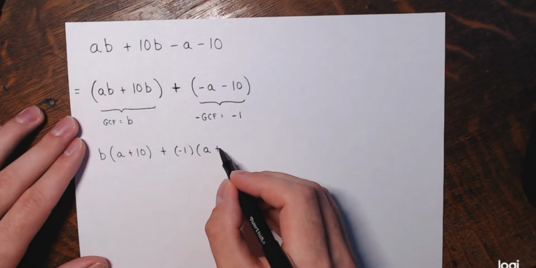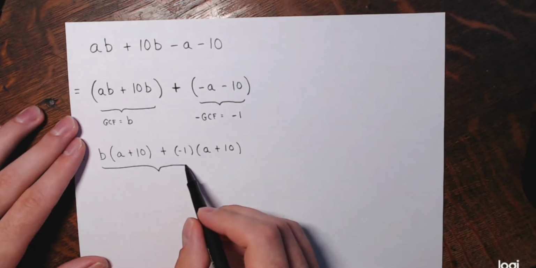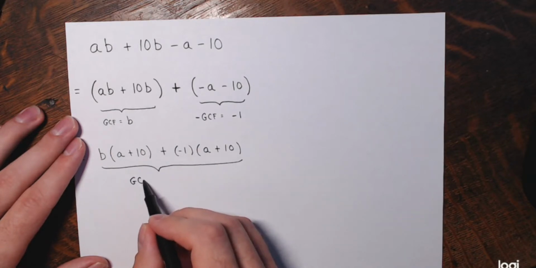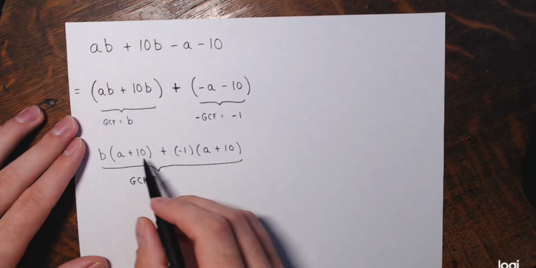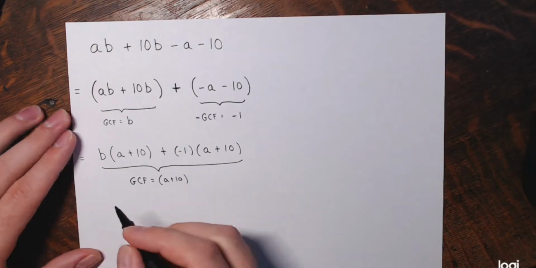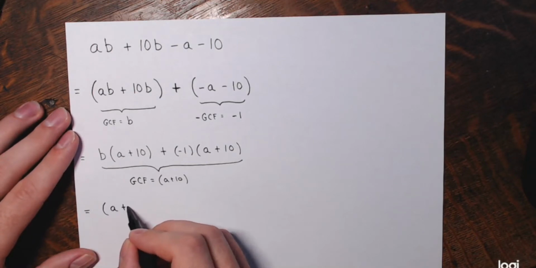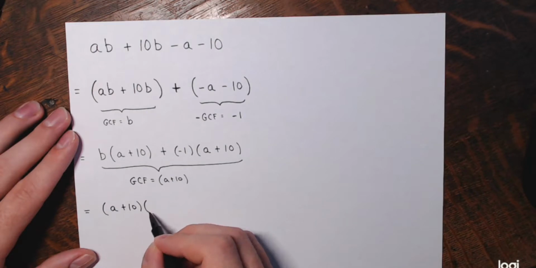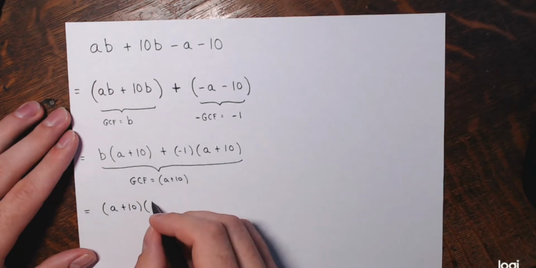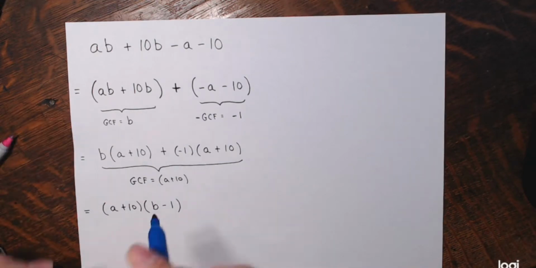And when I factor out negative 1 from this second group, the remaining factor would again be a plus 10. And then looking at the entire expression now, both these products have a common factor, and that would be the greatest common factor of these products, the quantity a plus 10. So I'll remove this, the greatest common factor, a plus 10, and the factor remaining would be b plus negative 1, which should just be b minus 1. And there we go. This is what I'm going to enter.